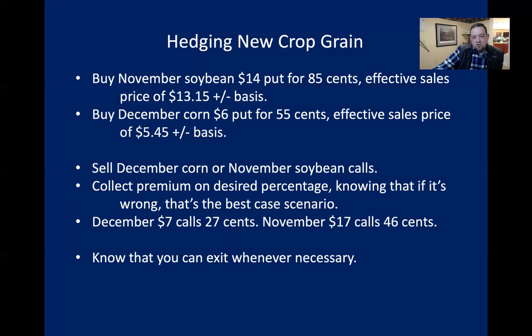Similarly in the corn, this is closer to the money. The $6 corn put costing 55 cents today gives you a 5.45 sales price. Again, plus or minus your basis. And the ranges of basis from Eastern Belt to Western Belt to Mid-South to Southwest is just unbelievable. So this is definitely something that you have to look at what works for you in your area based on your basis levels or what would typically be normal.